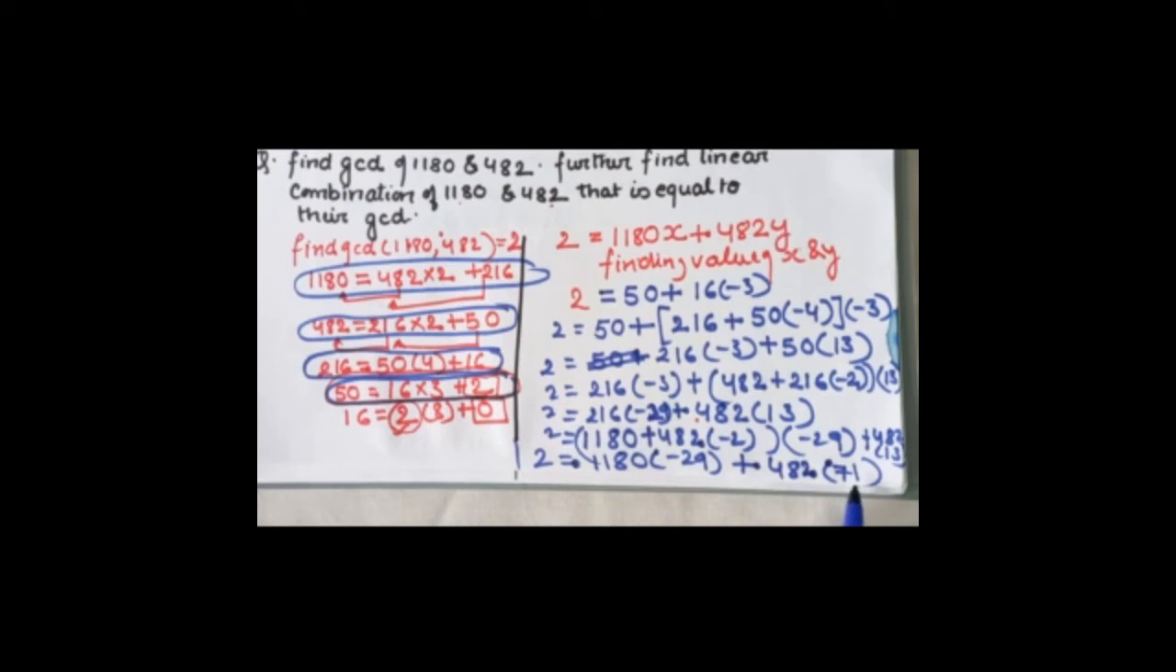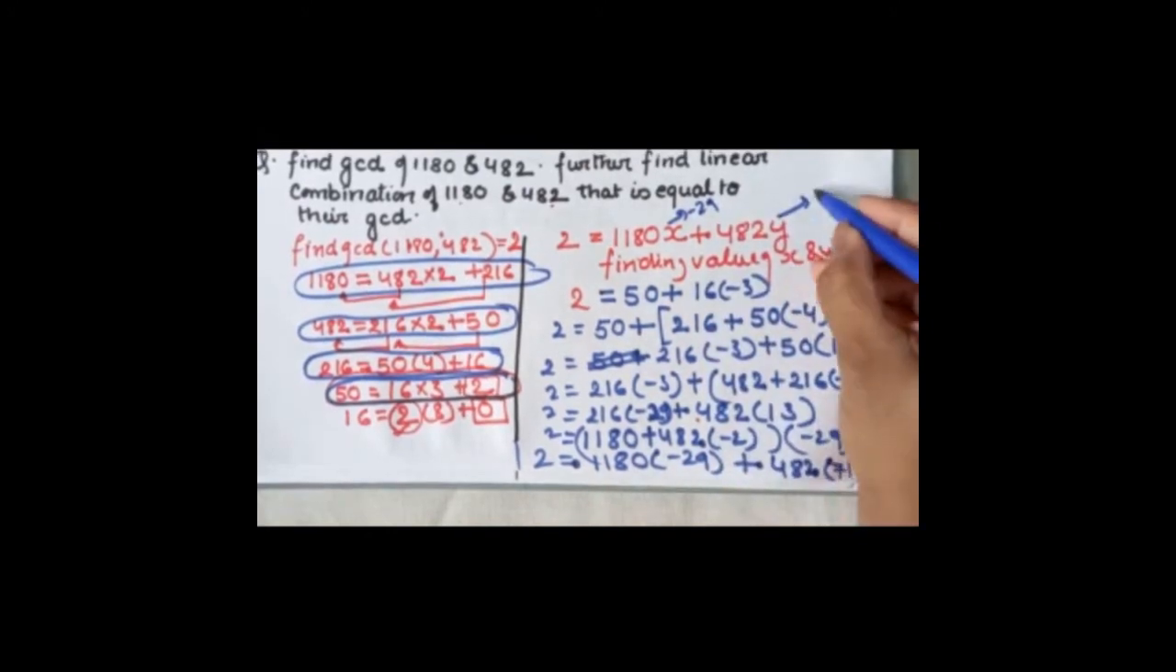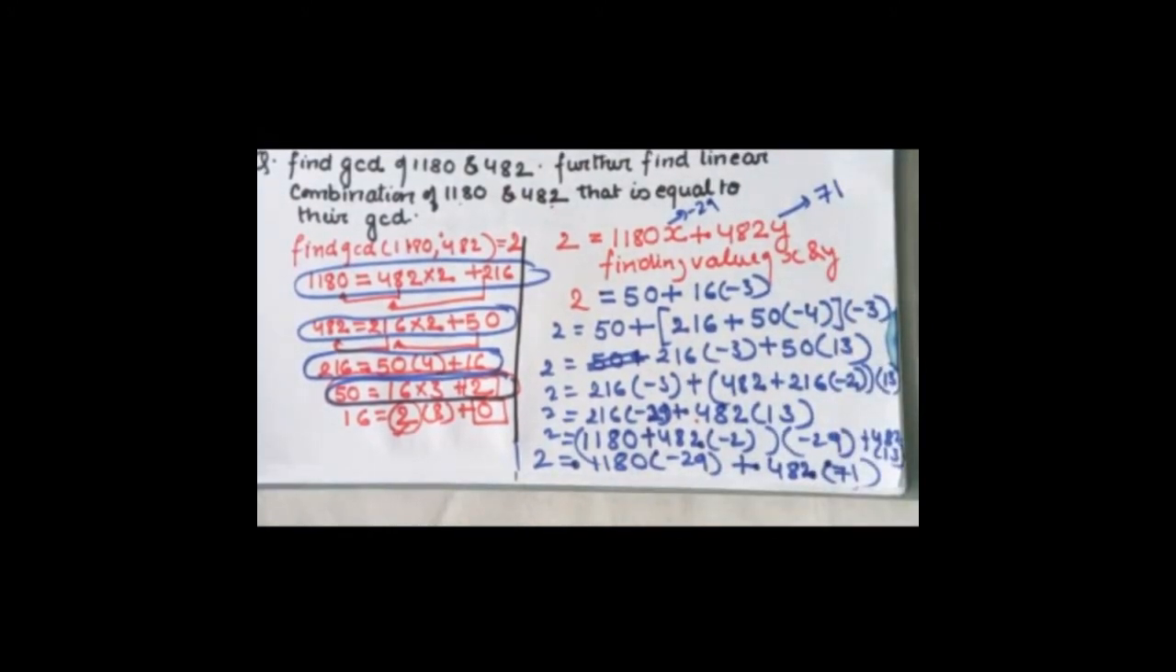Please see, this equation is similar to this equation. 2 is equal to 1180 plus 482. I've got the value of x. The value of x is minus 29, and the value of y is 71. Okay, so this is how you solve extended Euclidean questions, and there's no other way of asking the question.